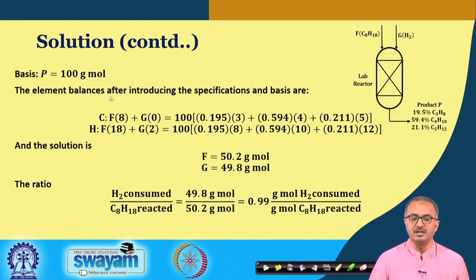So first let us do the elemental balance. For the C balance, we find that in the feed we have 8 atoms of C, so we are writing F as 8, and in the G stream we do not have any C. So we are putting this as 0, and this is the total amount of carbon going into the system. And what is the amount coming out of the system? We have to see how much carbon is associated with each of the product streams.